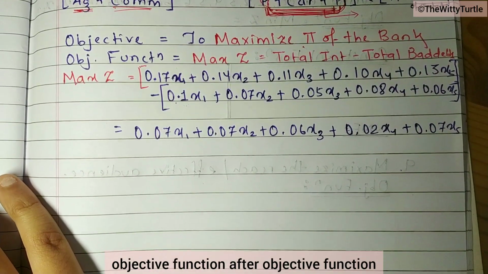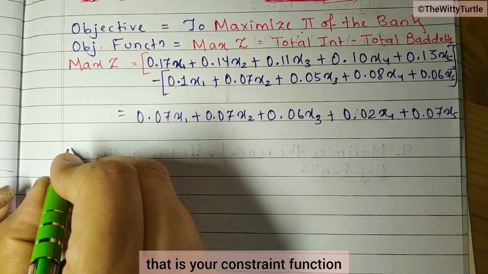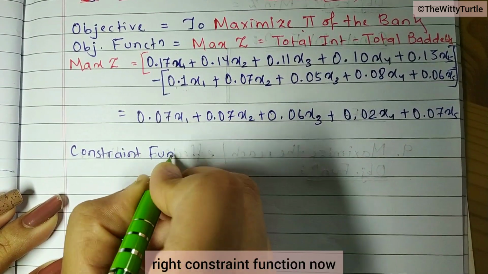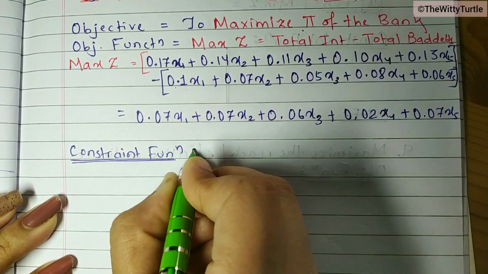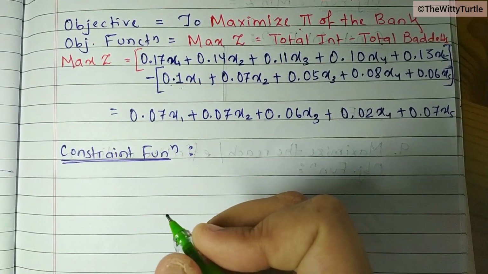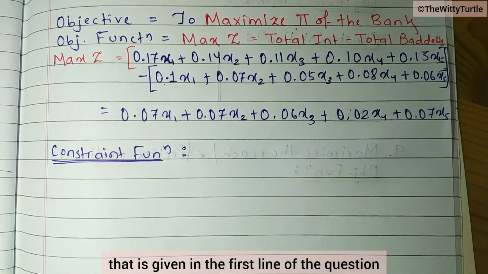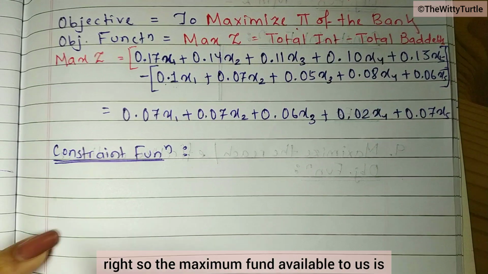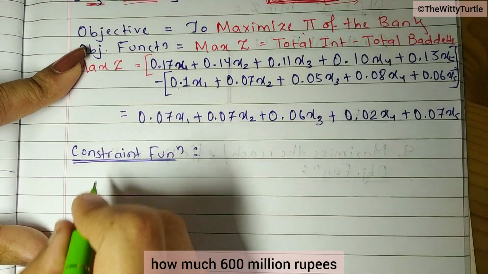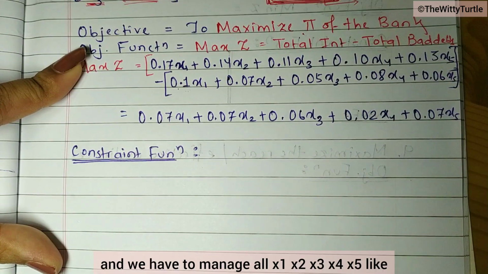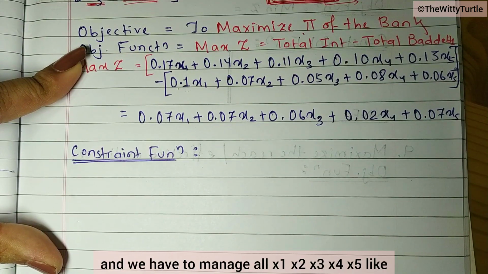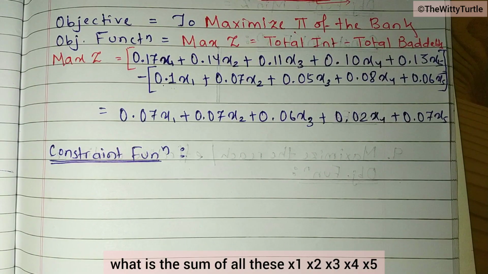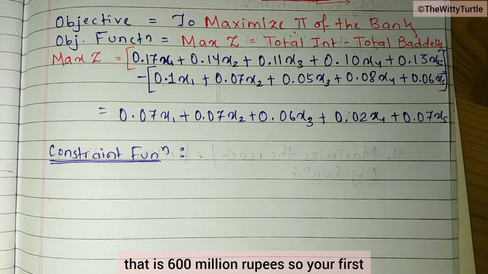After objective function, what is the next thing that we have to write? That is your constraint function, right? Constraint function. Now, what will be the first constraint? What is the first constraint? That is given in the first line of the question, which talks about the maximum fund available, right? So the maximum fund available to us is how much? 600 million rupees. And we have to manage all x1, x2, x3, x4, x5. What is the sum of all these x1, x2, x3, x4, x5? That is 600 million rupees.